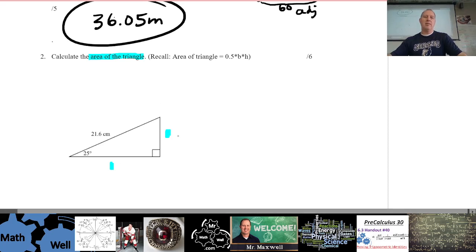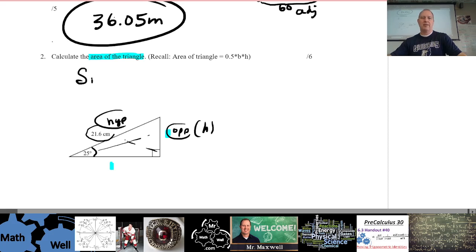I sure can. If I want to find this one, according to 25, this side is the opposite side, so that's going to be my height. And this side is the hypotenuse because it's opposite the 90. So let's first of all find the height. So O and H, which trig function is that? Very good. Sine of 25 degrees equals O, which is the unknown h value, divided by 21.6. Times both sides by 21.6.